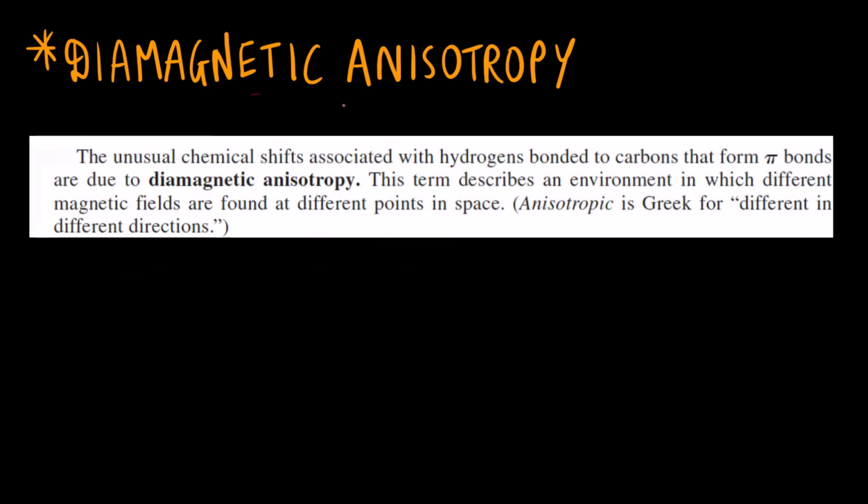What is the meaning of anisotropy? Anisotropy means any property that is different in different directions. You might also have studied this in solid state, where you use the word anisotropy. Anisotropic in Greek means different in different directions. Why is this called diamagnetic? Because of something called ring current, which we will see in the next slide.